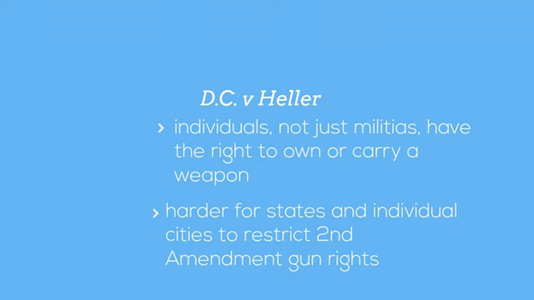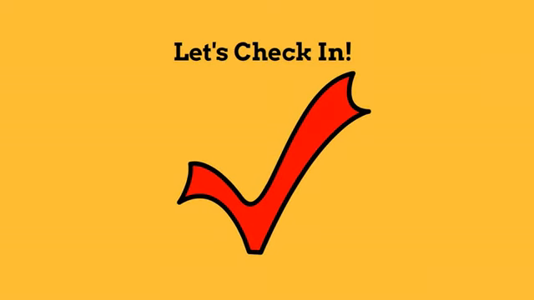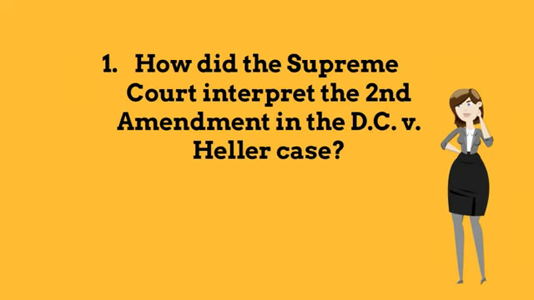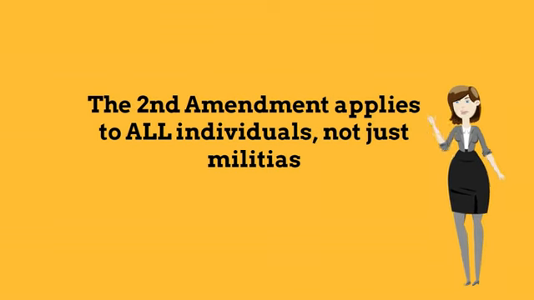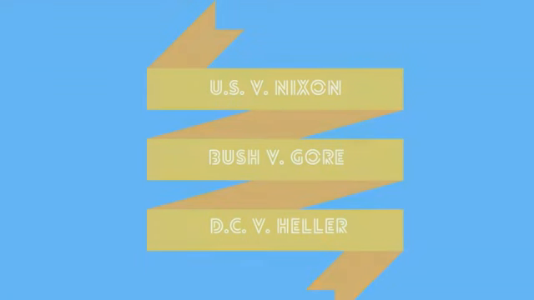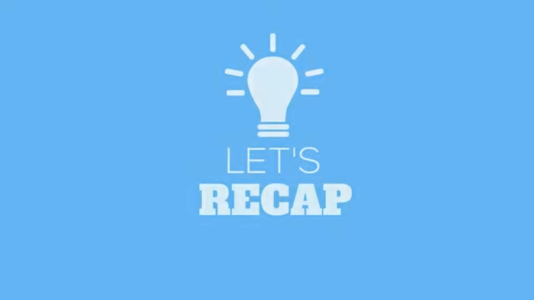Let's check in. How did the Supreme Court interpret the Second Amendment in the D.C. versus Heller case? Answer: they ruled that the Second Amendment applies to all individuals, not just militias. In this video, we talked a great deal about 3 cases which have had a significant impact on society. So let's recap and try to answer some questions for yourself.